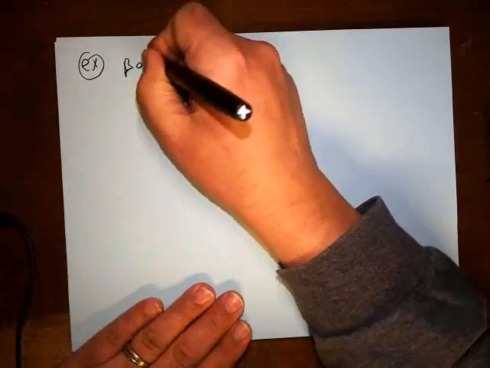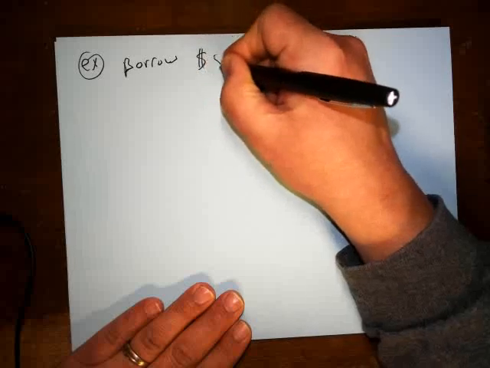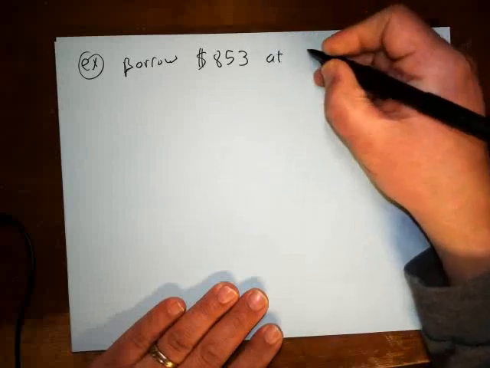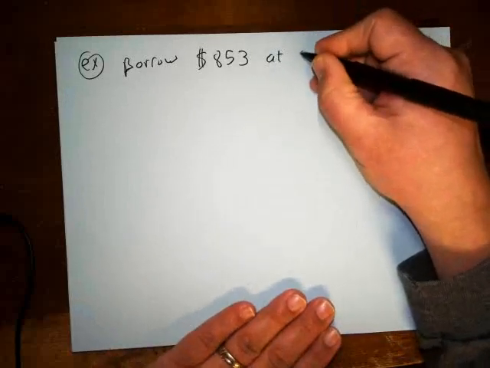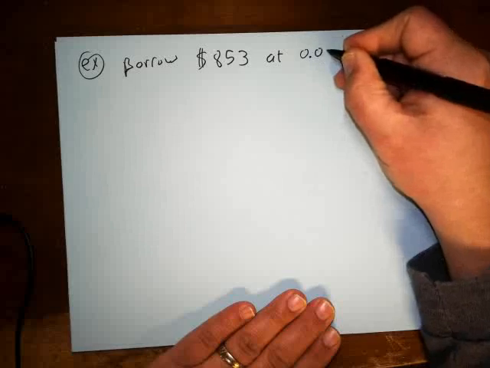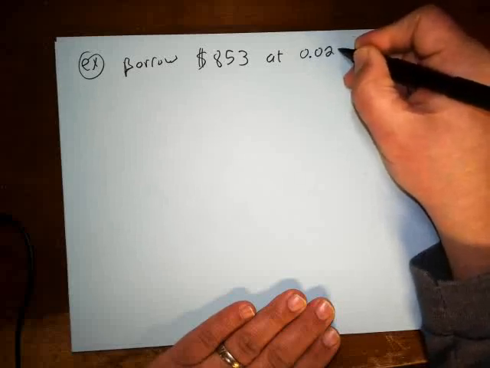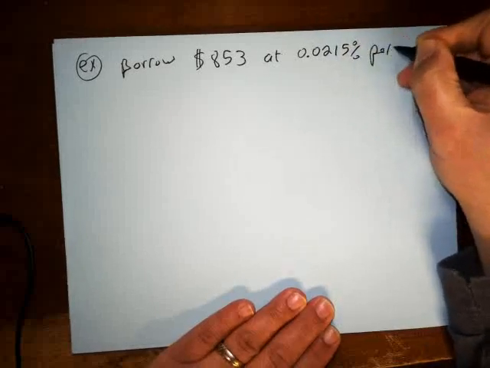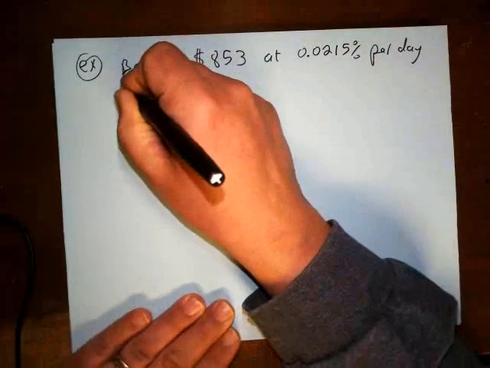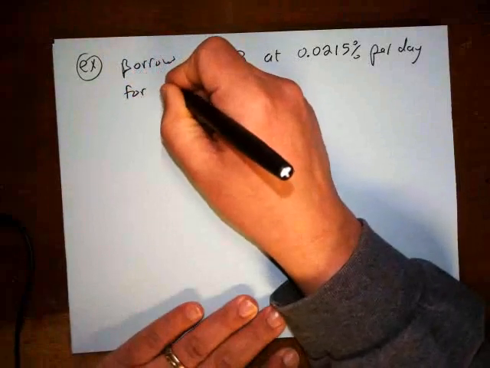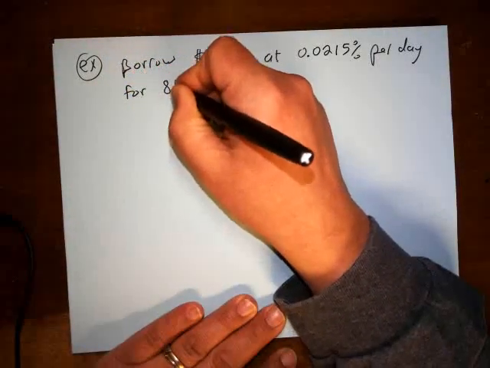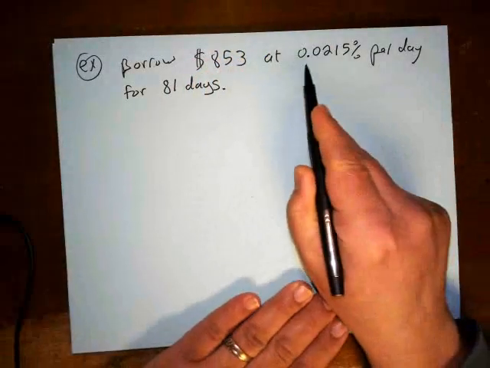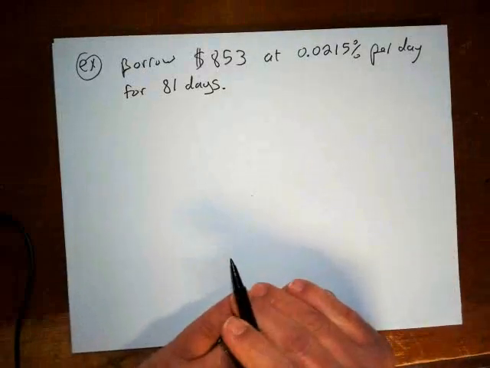So let's say we borrow, we'll say $853 on our credit card, and we'll say that's at 0.0215% per day. We'll say for 81 days. Okay, so this is a really small percentage.